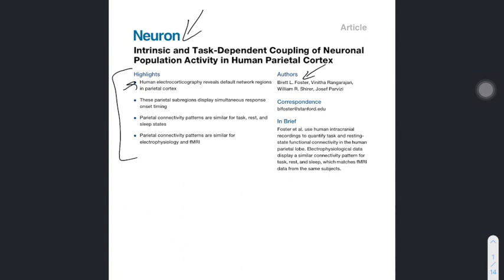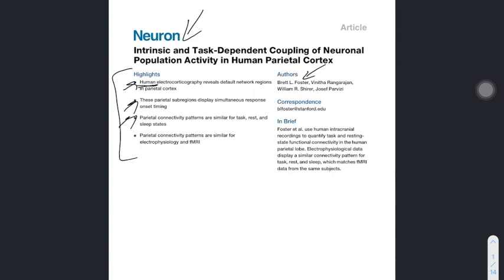So they found that human electrocorticography reveals default network regions in parietal cortex. So they found, hey, that there are these particular regions in the parietal cortex that are what we refer to as default networks. They're sort of in place there for humans. And what's really interesting is the word human, and I'll tell you why this is so important in just a minute. They found that the parietal subregions display simultaneous response onset timing, which is really important because it's a coordinated response in terms of timing.